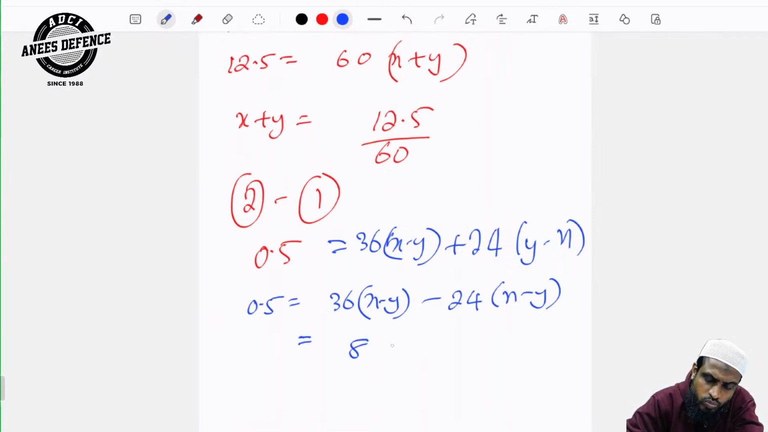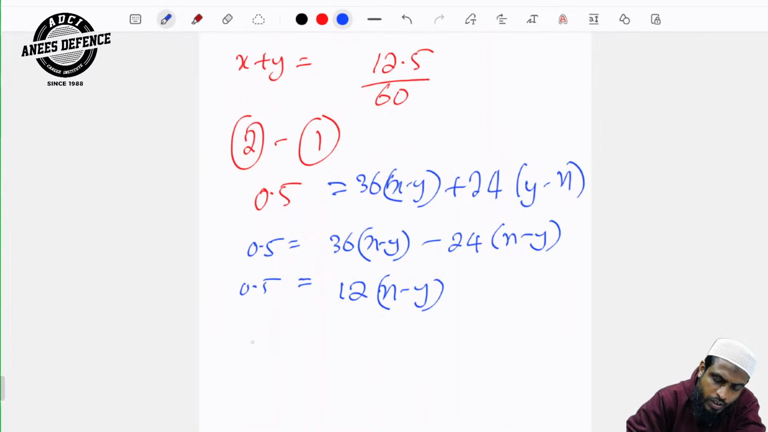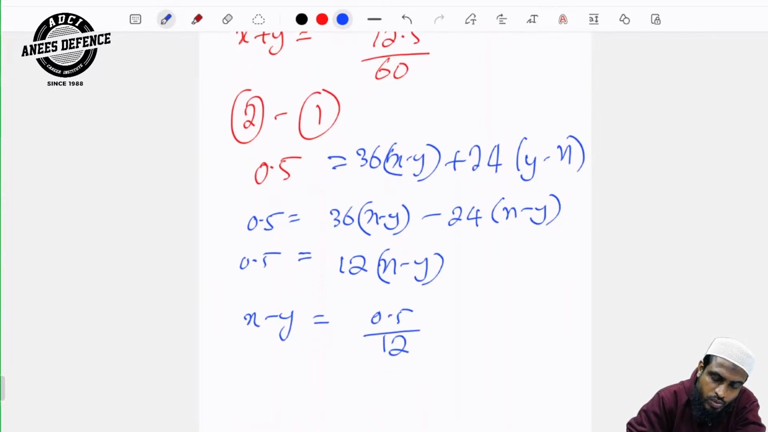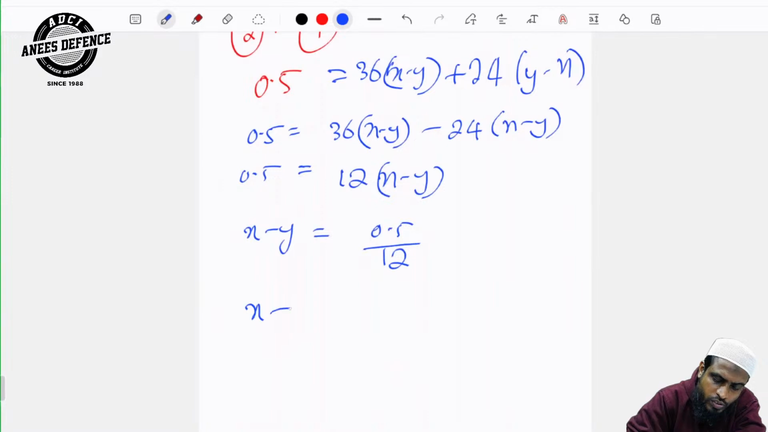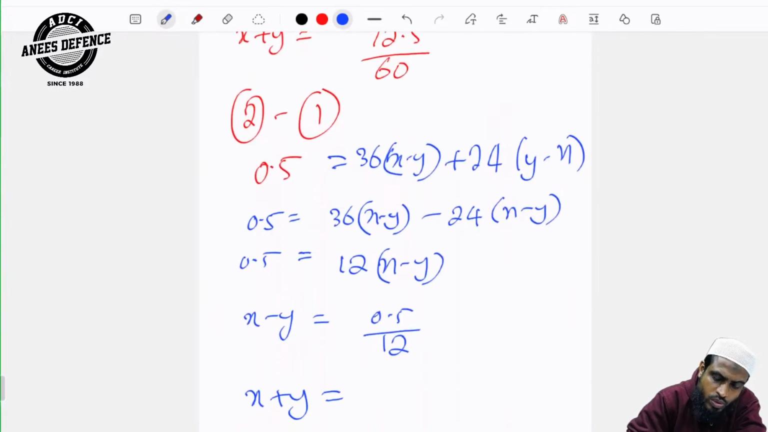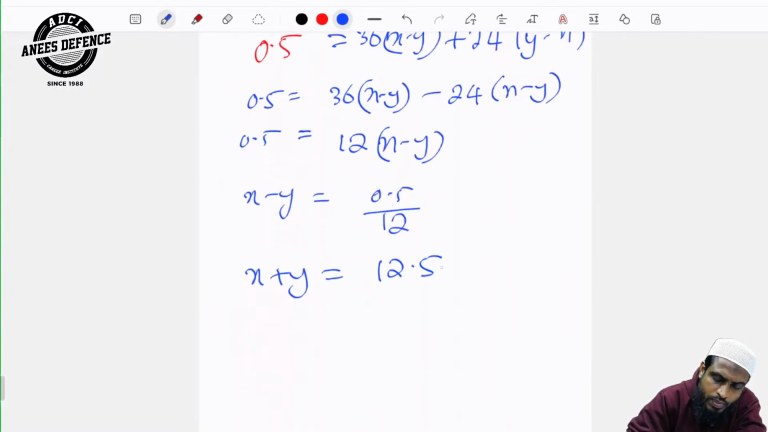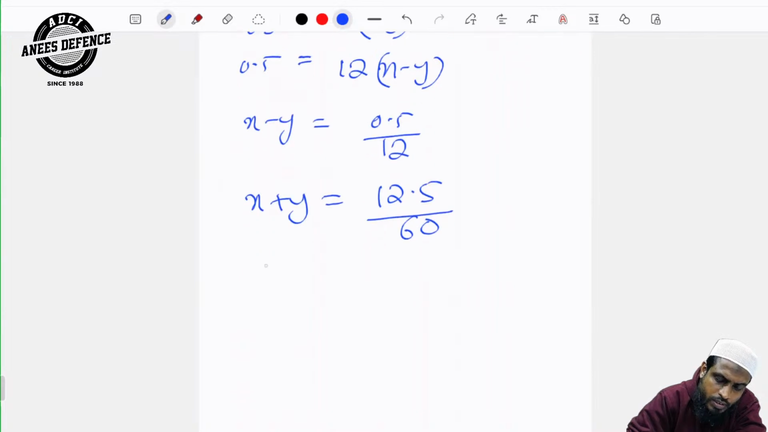That is not 8, it is 12. So 12 into (x minus y) equals 0.5. So you are getting x minus y equal to 0.5 by 12. So now you have two equations: x plus y equal to 12.5 divided by 60, and x minus y equal to 0.5 by 12.